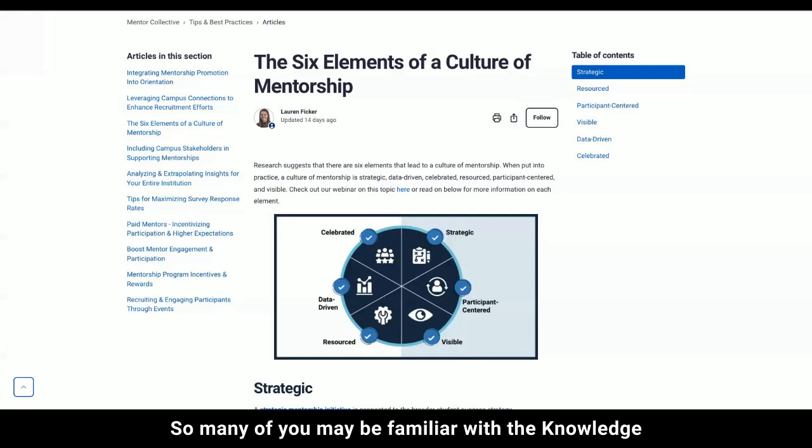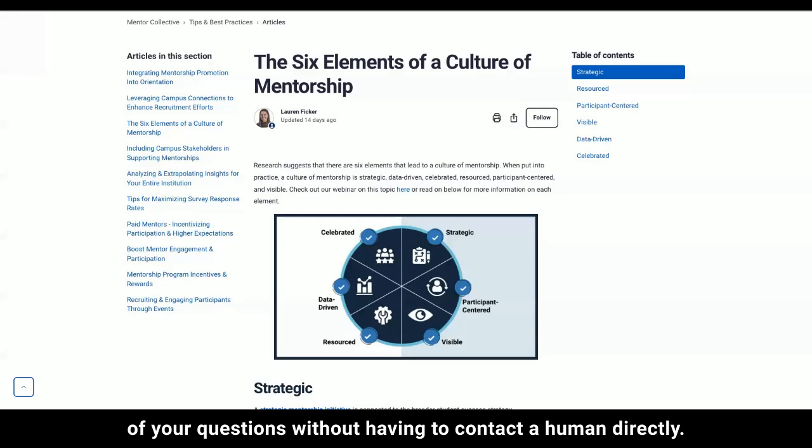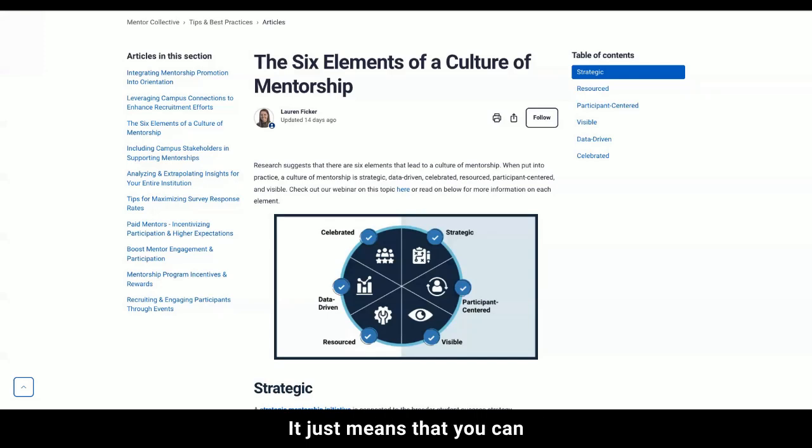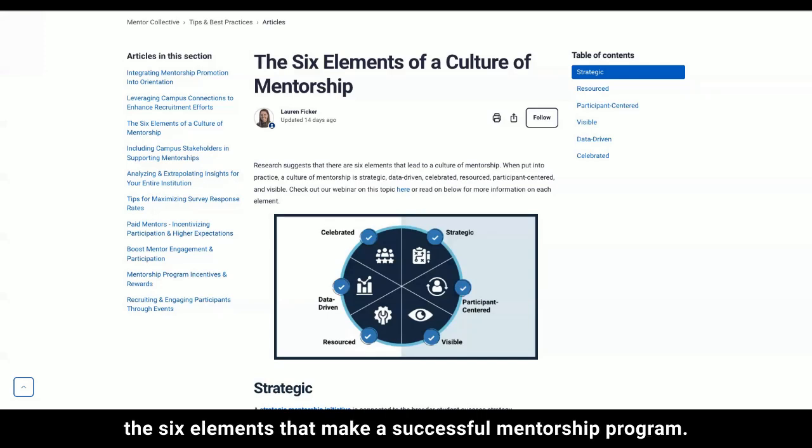So many of you may be familiar with the Knowledge Management Center, where you can get answers to a lot of your questions without having to contact a human directly. Doesn't mean you don't have access to the human, it just means that you can find some information on your own. What I'm sharing right now is our article that you may be familiar with, the framework, the 6 elements that make a successful mentorship program.